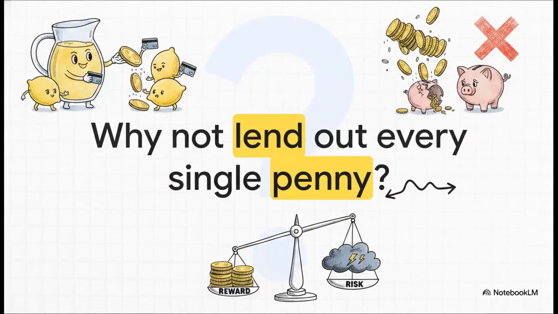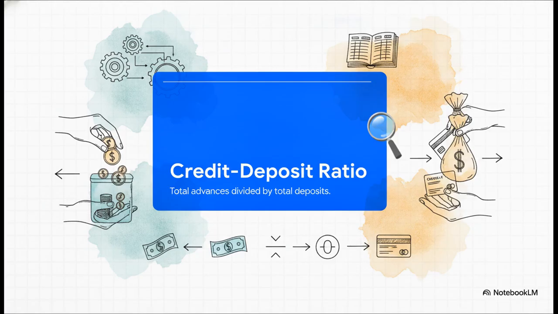But since those loans are the assets generating all those juicy, higher yields, it begs a pretty huge, pivotal question. Why not just lend out every single penny? Seriously, why not convert 100% of those deposits into high-yield credit to totally maximize your returns? It sounds incredibly tempting, doesn't it? Well, this is exactly where the ruthless dilemma of risk versus reward kicks in. To navigate that tricky dilemma, the banking industry relies on one vital metric: the CD ratio, or credit deposit ratio.